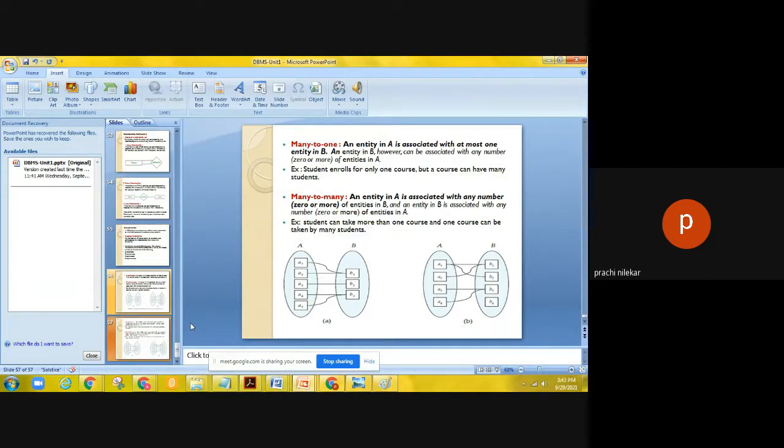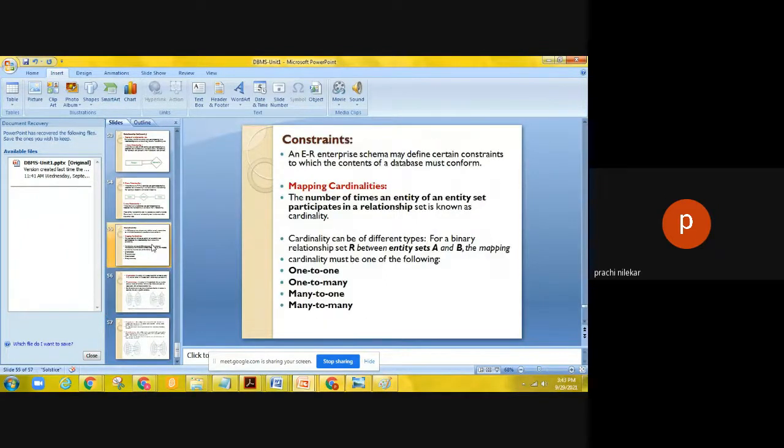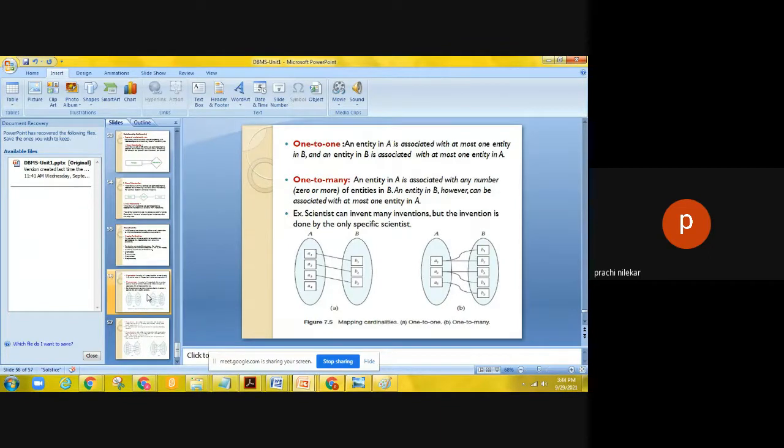Is there any doubt, any question, query? Note down all these points. Please note down these points: constraint, definition, types. Note down all these four points with the diagram.